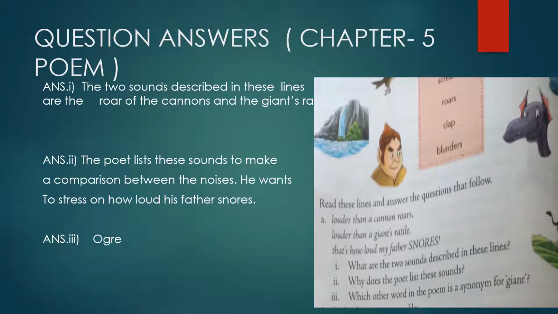Let's start our today's class. In this video class, we are going to discuss the question answers from this poem. The name of the poem, children, you know, Louder Than a Clap of Thunder. So here are the question answers. You can see on the screen, your right hand side questions are given there and left hand side answers are there. I am going to read these lines first, then we'll read the question.